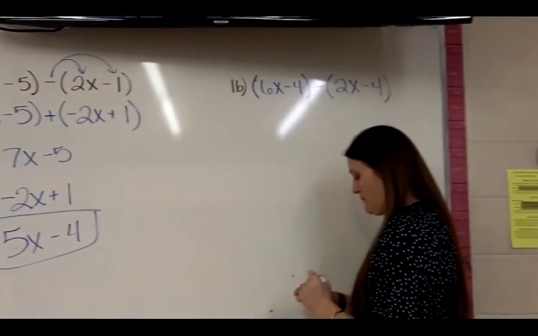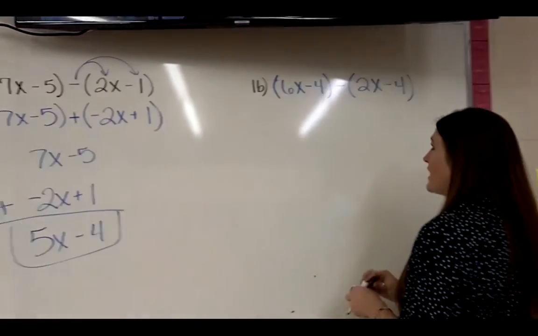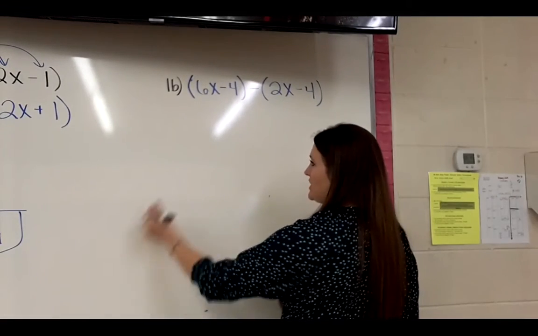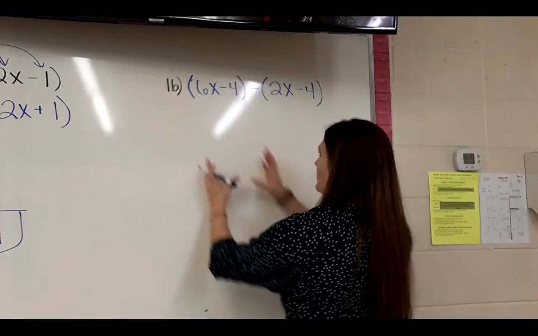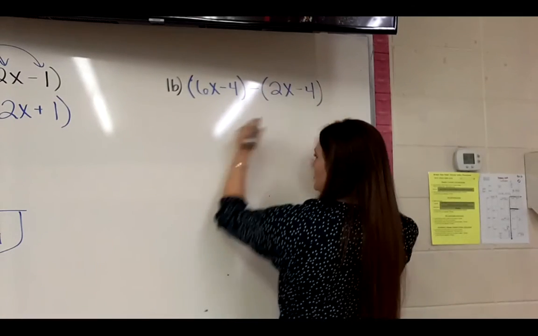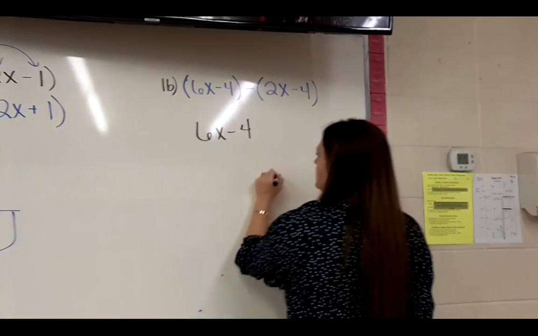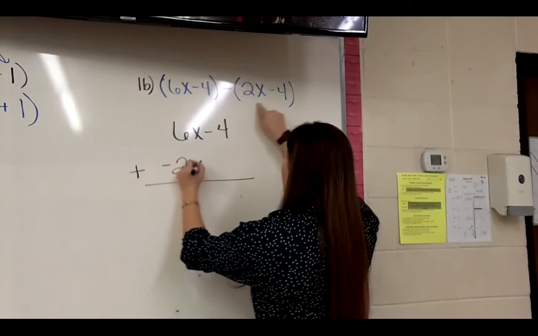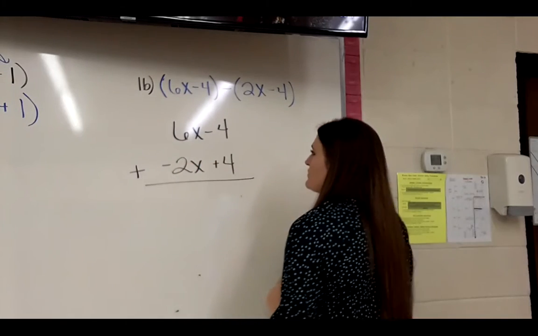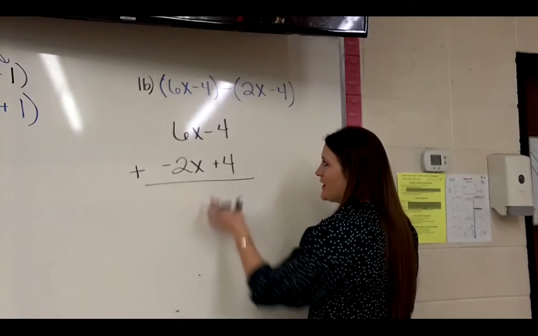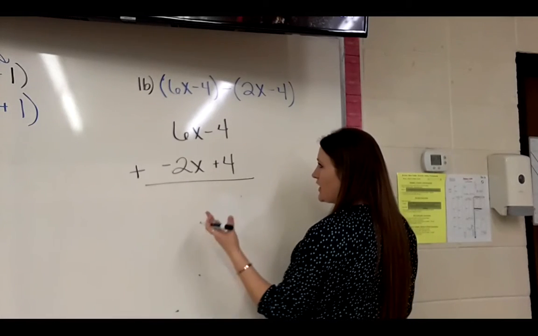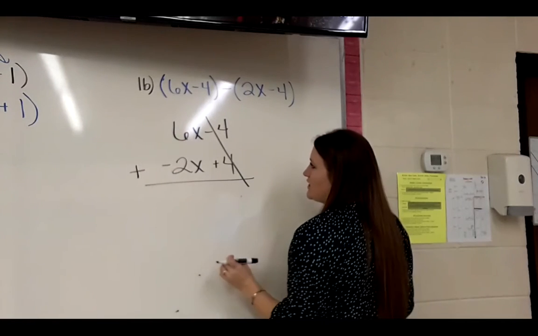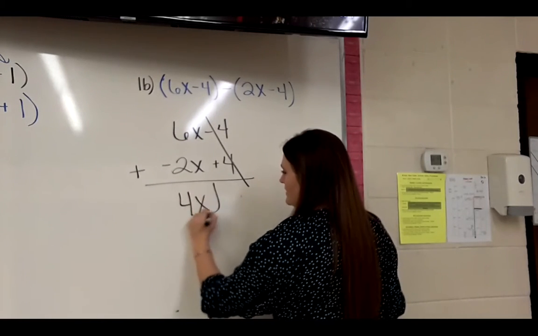Okay, on 1b, I have 6x minus 4 minus 2x minus 4. So this one, I'm just going to line it up and then change it. Since it's a subtraction problem, we have to keep, change, change. So I have 6x minus 4, change. Now change the sign of everything in here. So negative 2x plus 4. Okay, so now I can add negative 4 plus positive 4. So negative 4 plus 4 is 0. That cancels. Then I have 6 plus negative 2 is 4x.